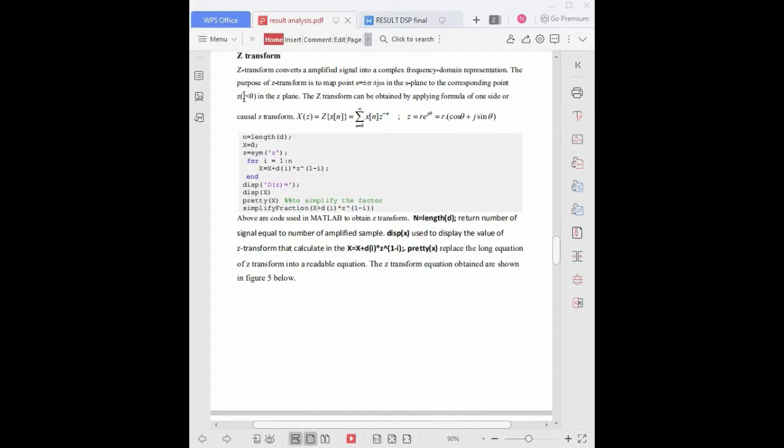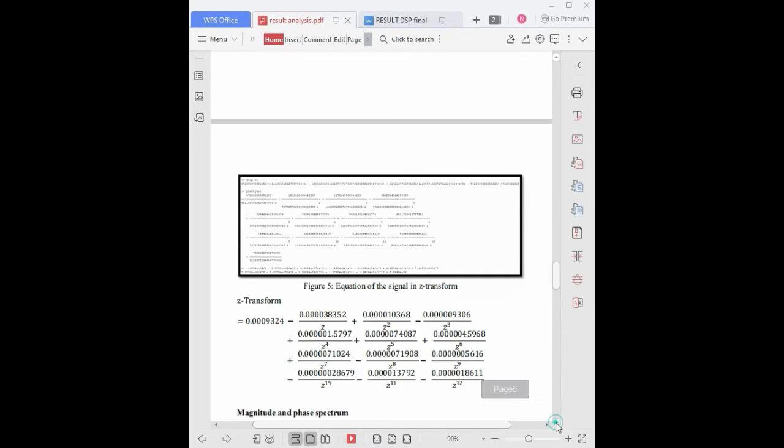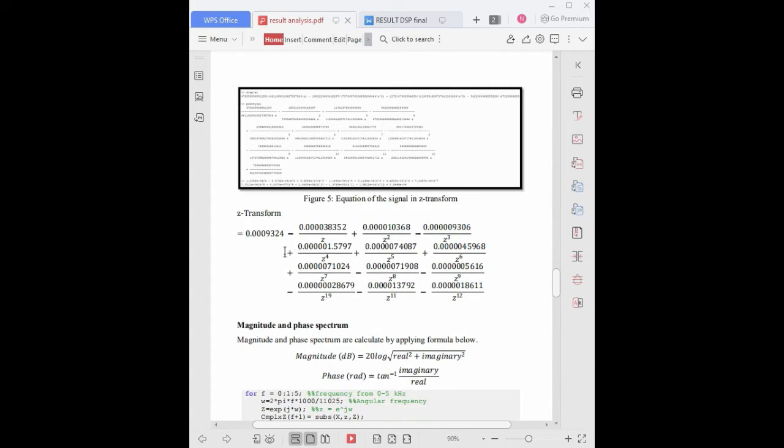The Z transform can be obtained by applying the formula of the one-sided or causal Z transform. This is the formula. This is the coding to get the equation in Z transform. Figure 5 shows the equation of the signal in Z transform. We rewrite the equation of the Z transform. So this is the equation.